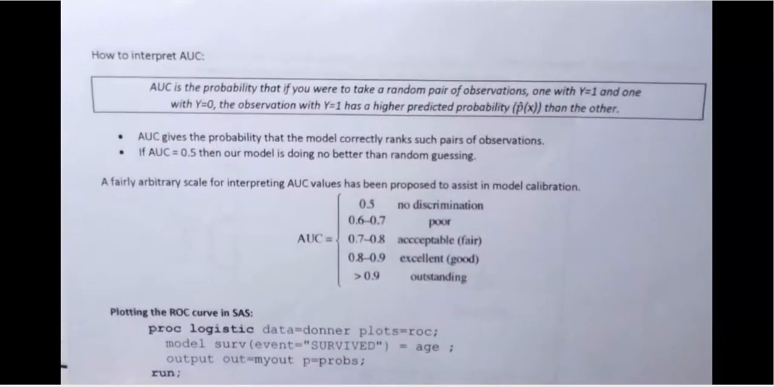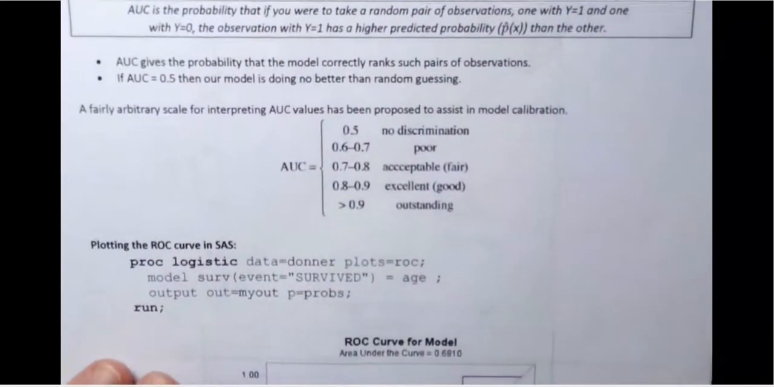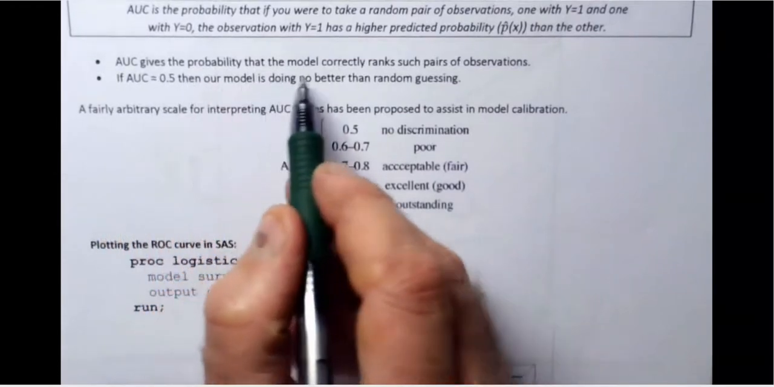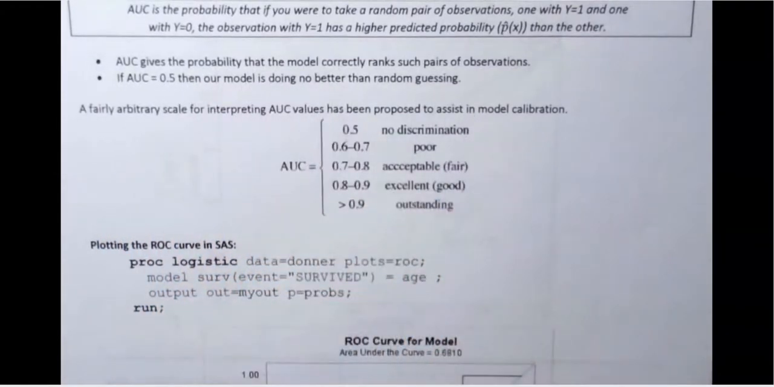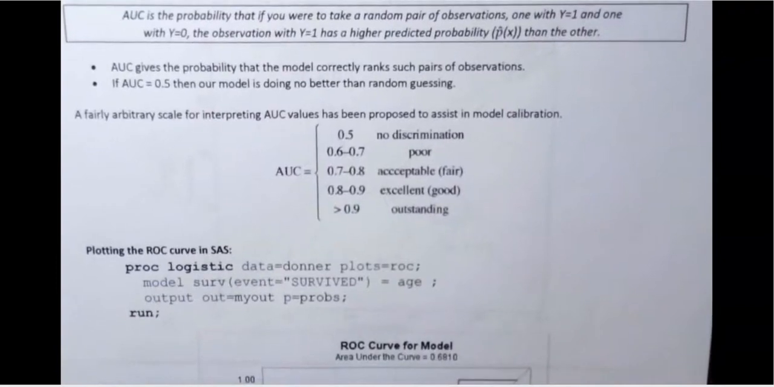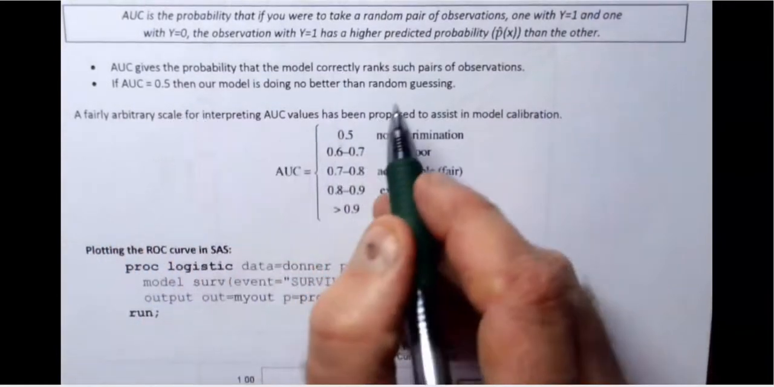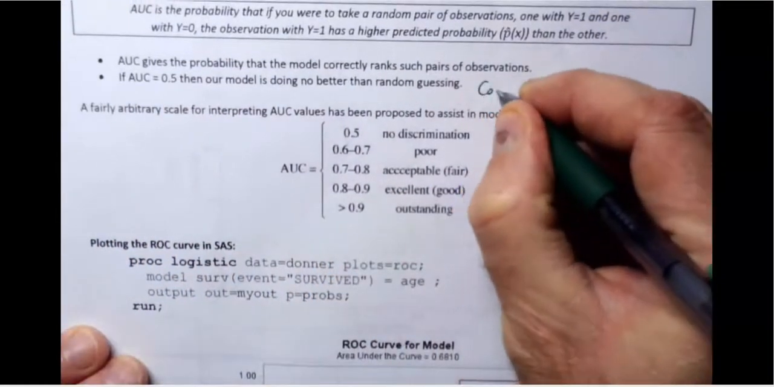Okay. I'm not going to ask you to interpret that on an exam or anything. But again, the area under the curve gives the probability that the model correctly ranks these pairs of observations. So it's going to correctly pick the person who survived. If the area under the curve is 0.5, then our model is doing no better than random guessing or coin flipping.